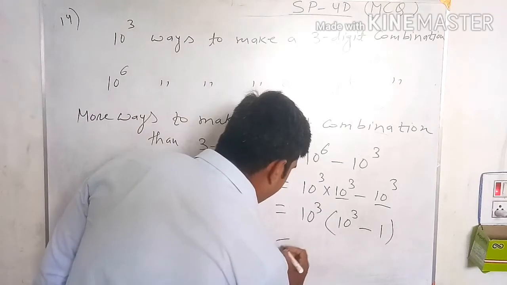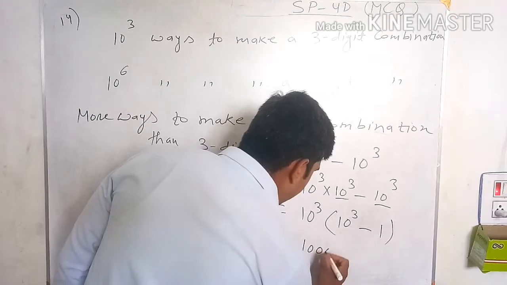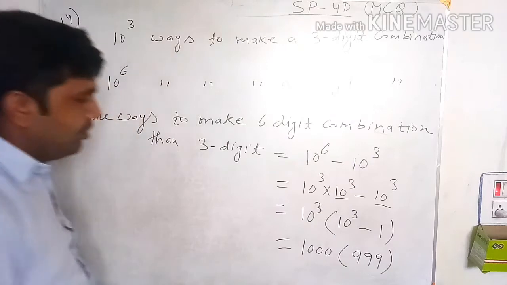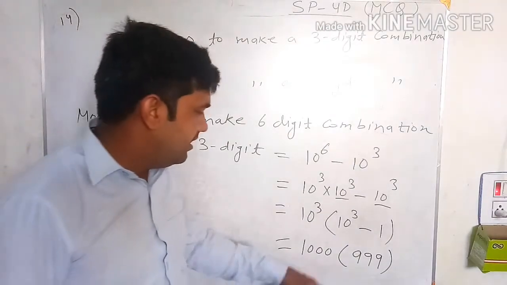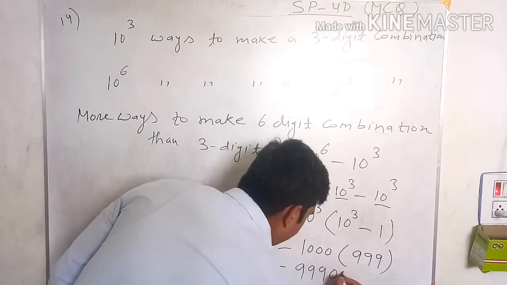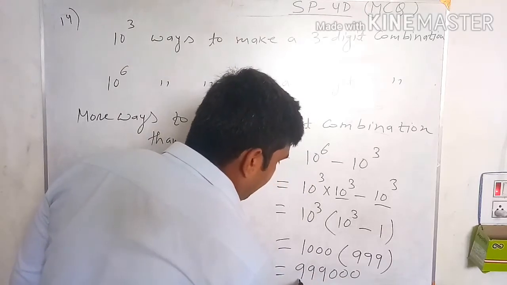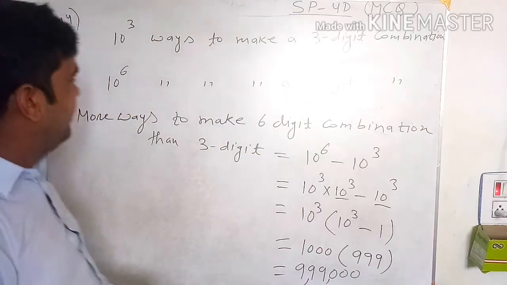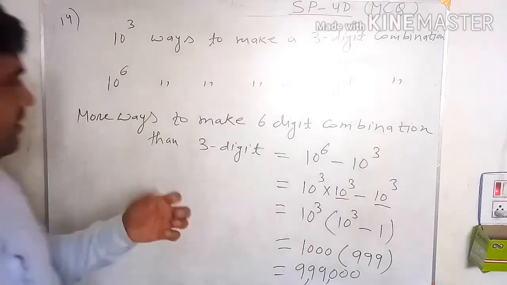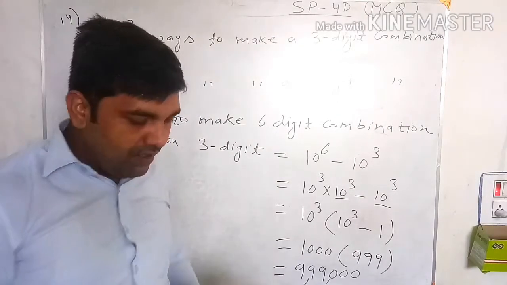So what value are you going to get? 10 to the power 3 means 1000. Here 1000 minus 1 is 999. So what will be the answer? 999 followed by 3 zeros. So the value will be what? Ones, tens, hundreds, thousands, ten thousands, lakh. 9,99,000 ways. So there are 9,99,000 more ways to make a 6-digit combination. Similarly, do question number 15. That is the homework for you.